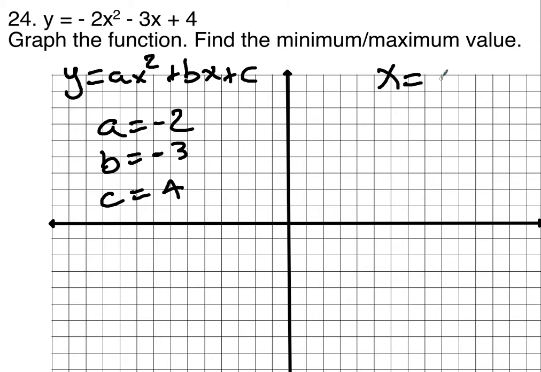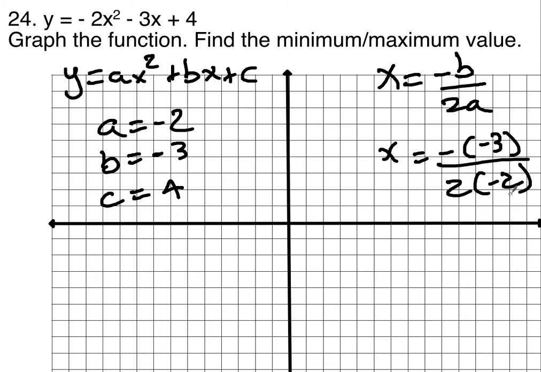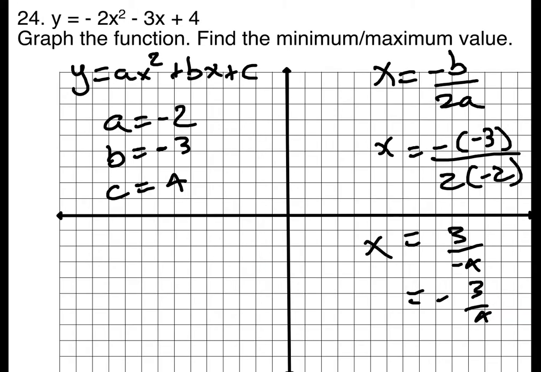So we're going to graph the function, then find the maximum and minimum value. So x is equal to negative b over 2a. That's the axis of symmetry. In this case, that's negative 3 over 2 times negative 2. So x is equal to 3 over negative 4, or negative 3/4. So our axis of symmetry is at x equals negative 3/4. That's about there, something like that. Sort of how my graph looks.